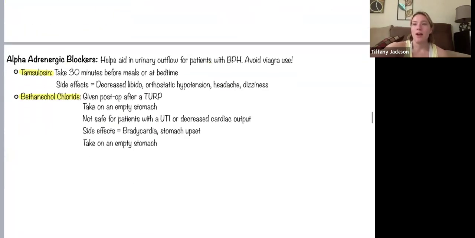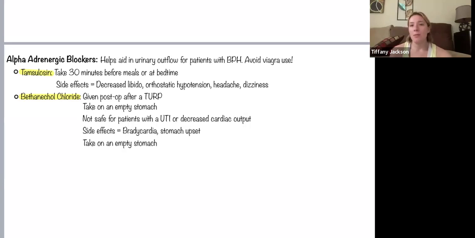Alrighty, up next we have our alpha adrenergic blockers. These are used for patients with BPH. It's going to help with urinary outflow. We want to avoid use of Viagra or erectile dysfunction medications. Up first, we have our tamsulosin. This should be taken 30 minutes before meals or at bedtime. It can cause some decreased libido, headache, dizziness, and orthostatic hypotension. That's why we're giving it at nighttime.